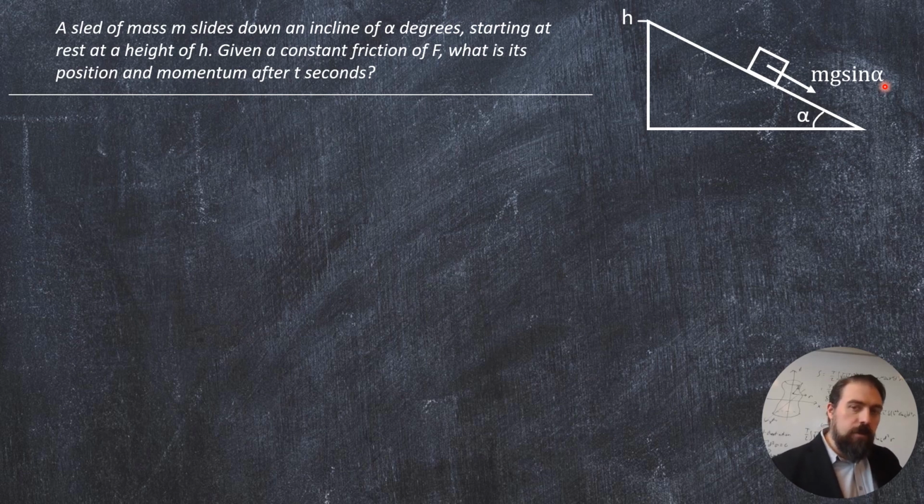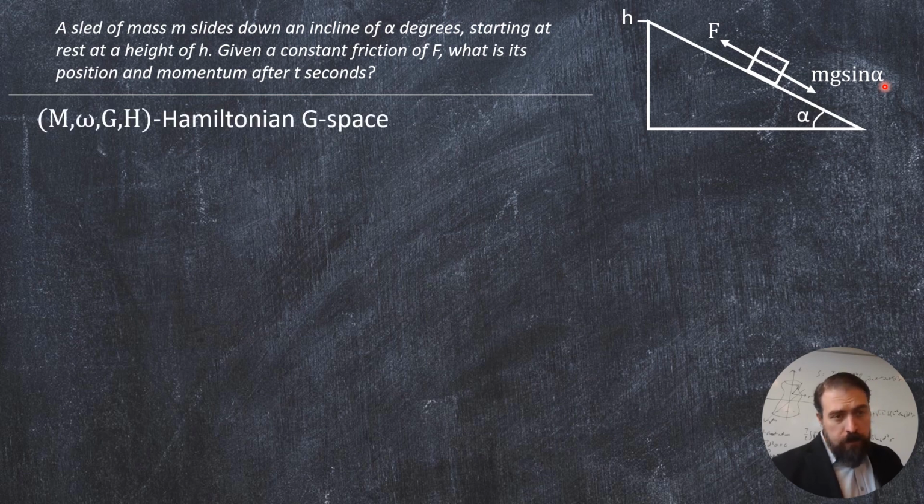And we have a gravitational force in the direction of the slope, mg sine alpha, pretty standard, and a force acting in the opposite direction. And obviously it's very simple to solve from here. I mean, I already projected the force along the direction of the incline, but we aren't going to do it that way because we're trying to learn some symplectic geometry here. So we're starting out instead with the Hamiltonian G-space, (M, omega, G, H), and we're going to unpack that.